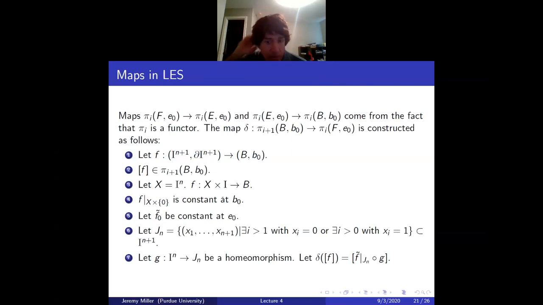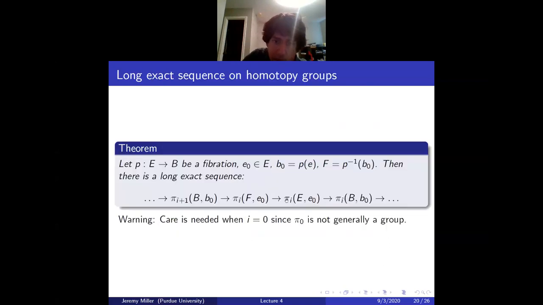The other maps: the map from here to here is just, there's a map of spaces from F to E. You get an induced map on homotopy groups. What's the map from here to here? There's a map of spaces. You get an induced map on homotopy groups. So the only thing exotic is this map.